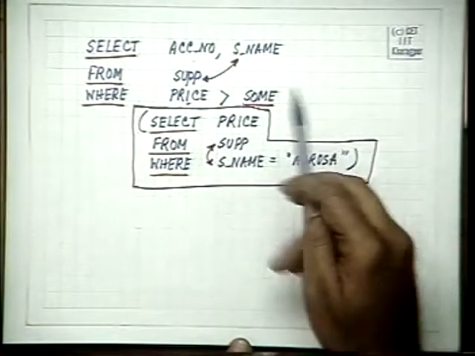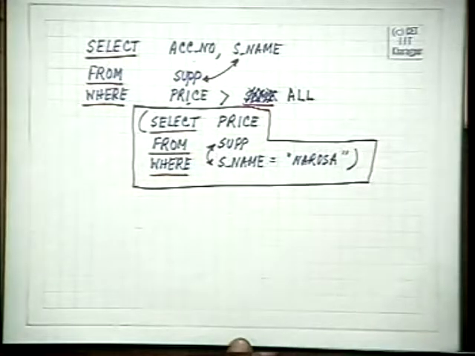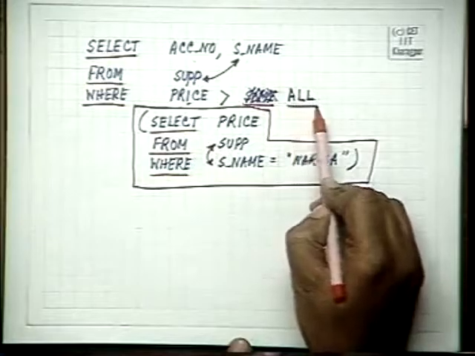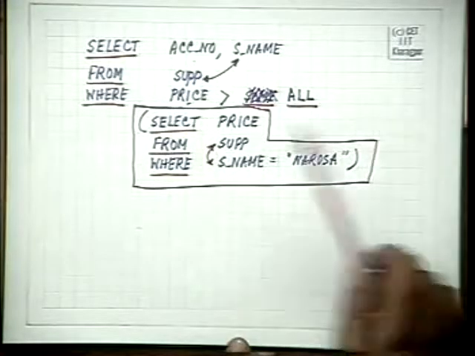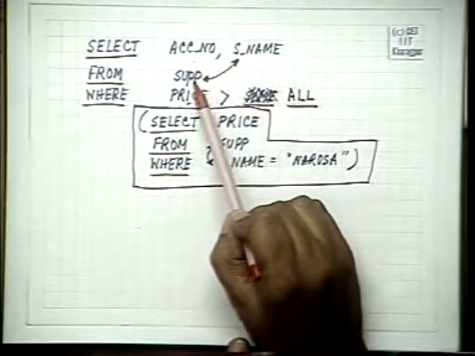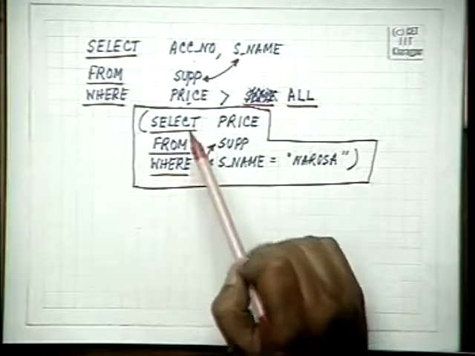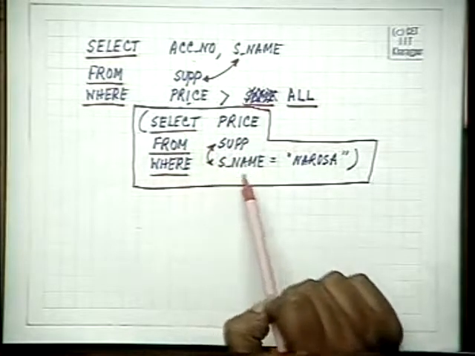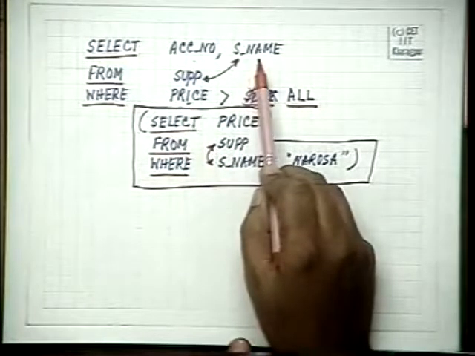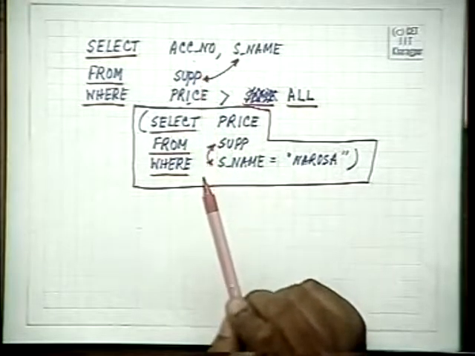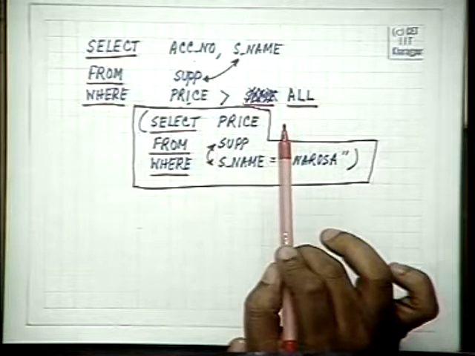And more interestingly, we may replace this some by all. If we replace this some by all, then we have select accession number and S name from sup such that the price is greater than all of this. If the price is greater than all of select price from sup where S name is equal to Narosa, then we have been able to get out the supplier name and accession number of those books which are more expensive than all the books supplied by Narosa, the greatest book supplied by Narosa.